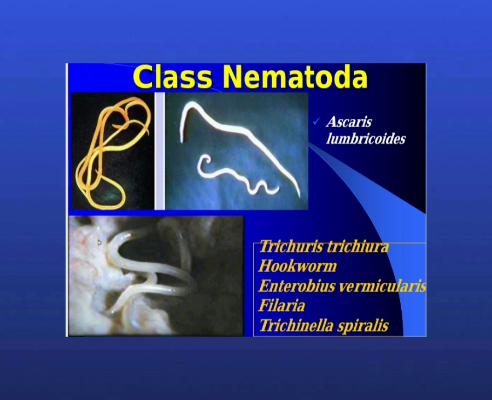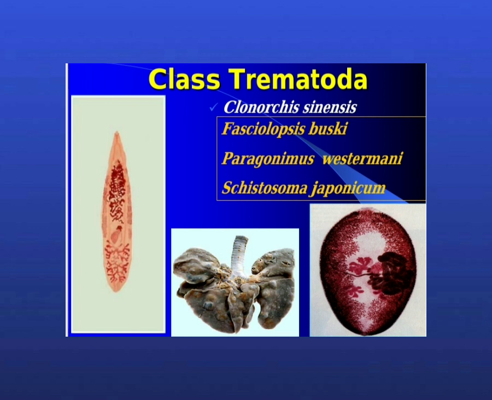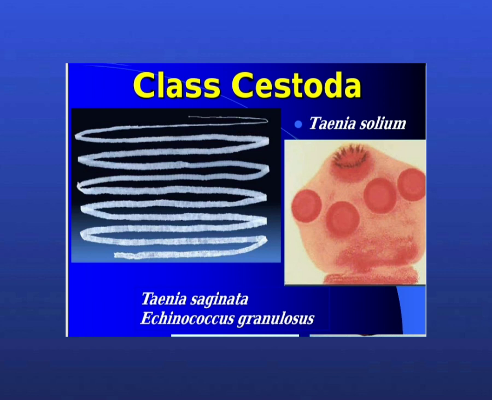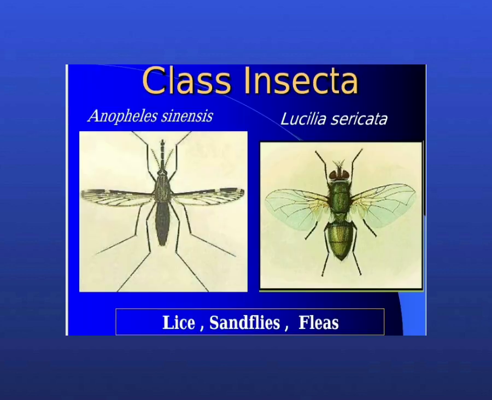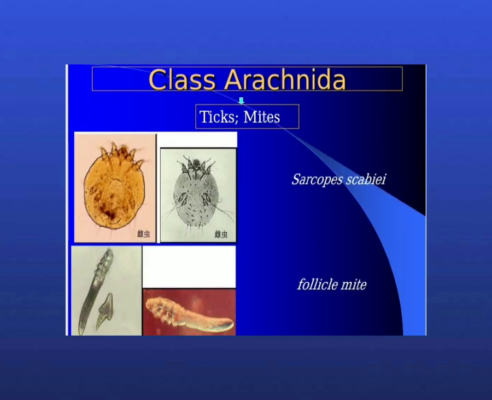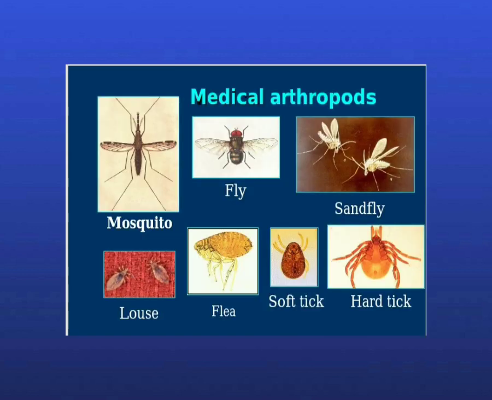For class Nematoda: Ascaris lumbricoides, Trichuris trichiura, hookworm, Enterobius vermicularis, Filaria, Trichinella spiralis. For class Trematoda: Clonorchis sinensis, Fasciolopsis buski, Paragonimus westermani, Schistosoma japonicum. Class Cestoda, this is the Taenia solium. For class Insecta, this is the Anopheles sinensis and Lucilia sericata. For the class Arachnida, this is the Sarcoptes scabiei and the follicle mite. For medical arthropods: mosquito, fly, sandfly, louse, flea, soft tick, hard tick.